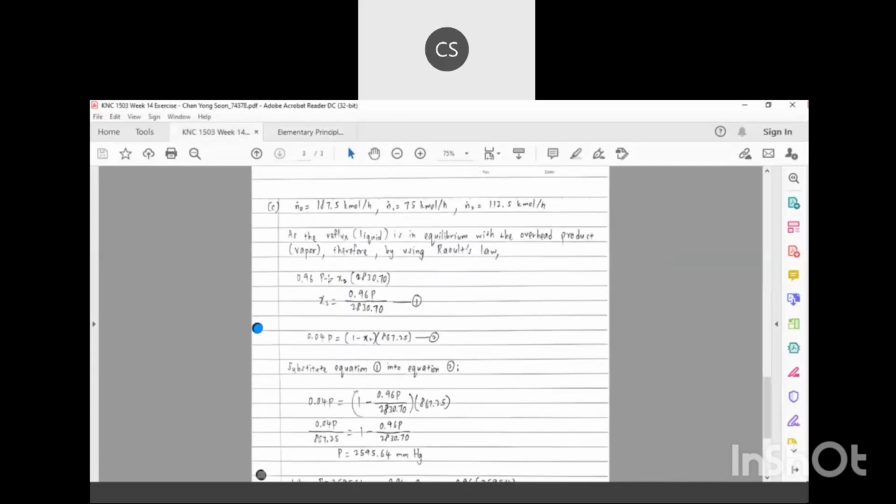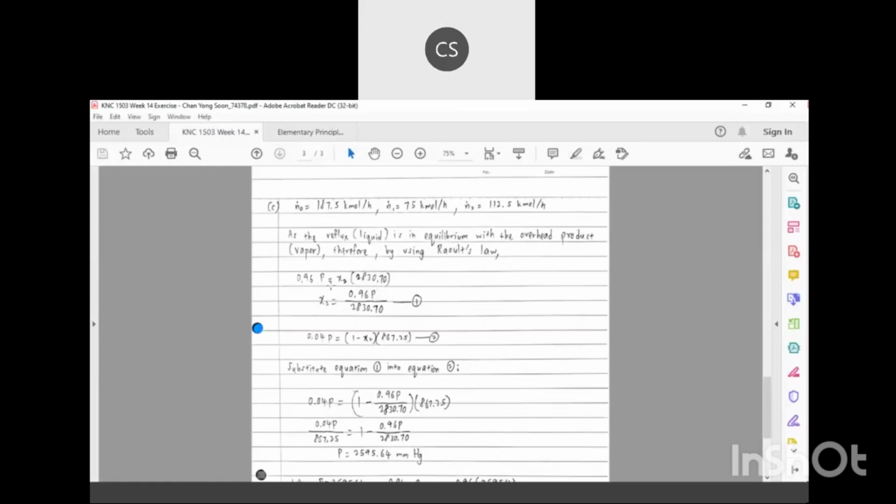So this one, 0.961, is the mole fraction of the butane in the gas phase one, vapor phase one, times P, which is the operating pressure of the condenser, equals S2. S2 is the mole fraction of butane in the liquid one times the vapor pressure of pure butane, which has been calculated just now in part A, 2830.70.